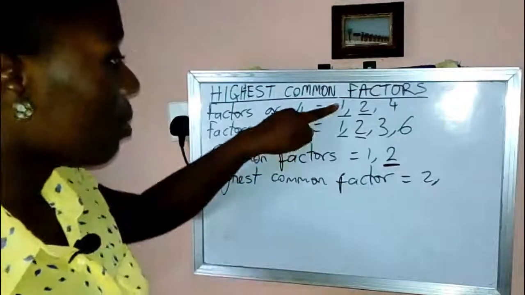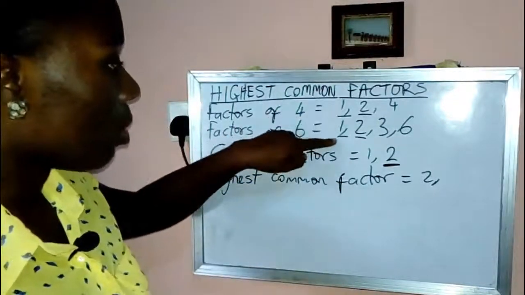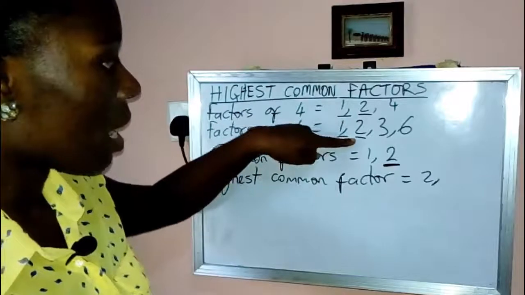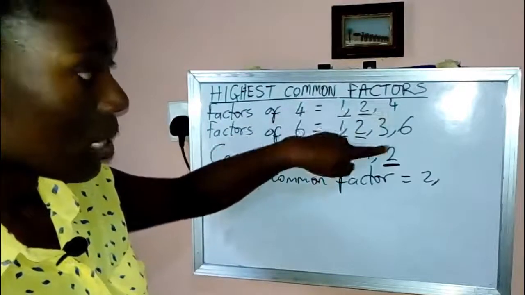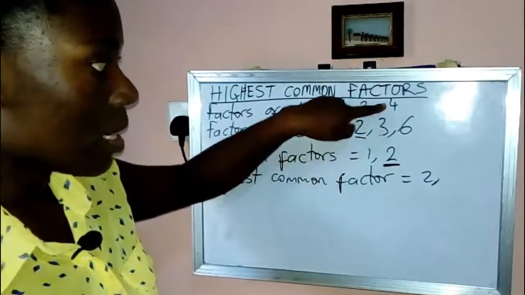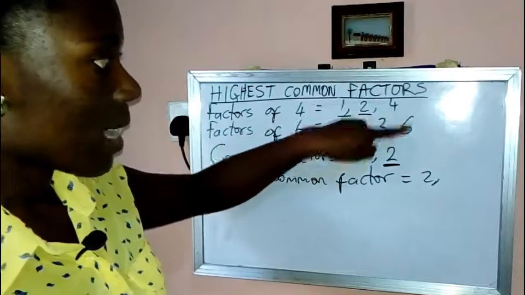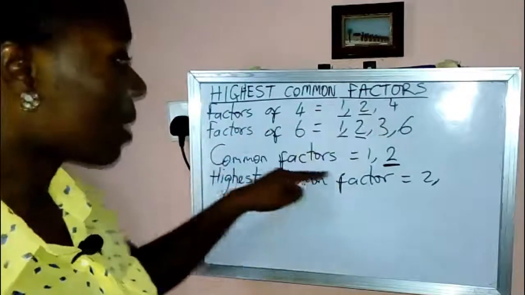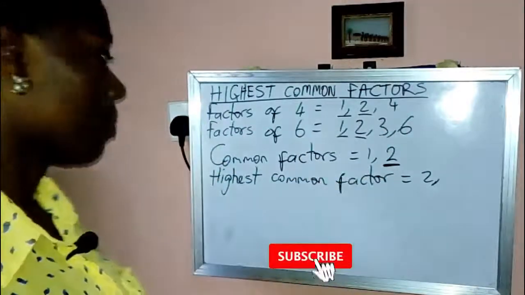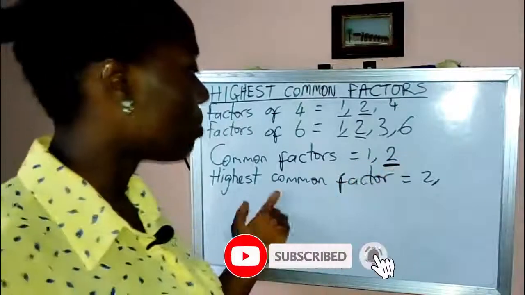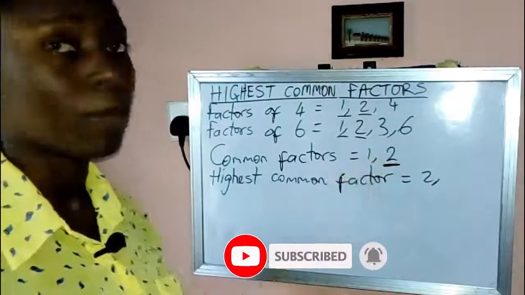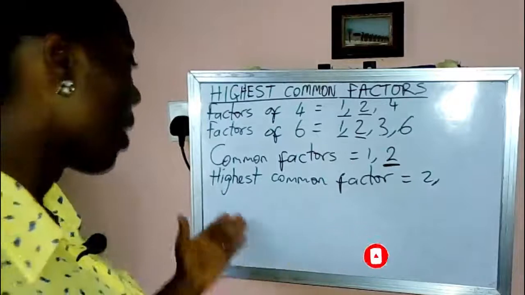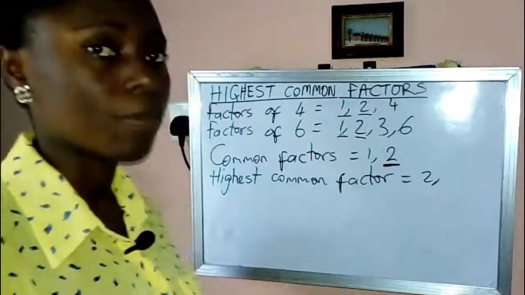So now when you check, you can see 1 is here, 2 is here. There's 4 here, but there's no 4 here. There's 3 here, there's no 3 here. There's 6 here, there's no 6 here. So our common factors are 1 and 2. Now what is the highest or the biggest of these common factors? It's 2. So we'll say our highest common factor is 2.